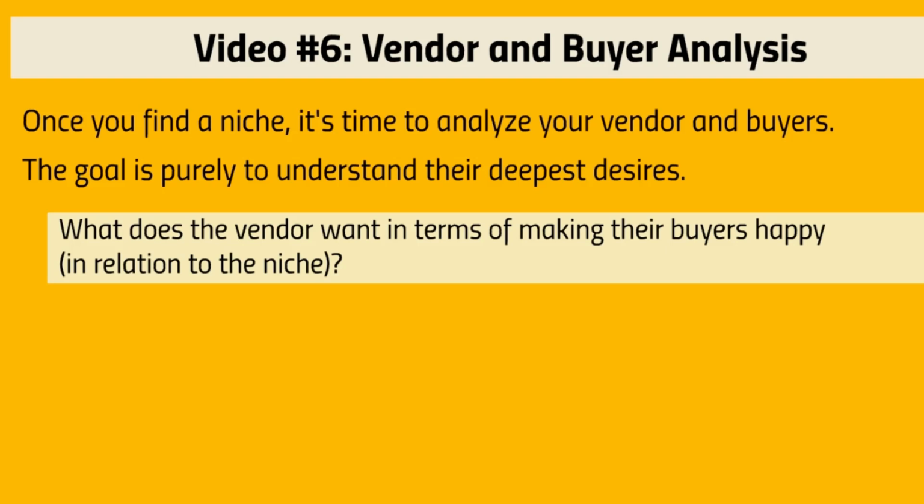So the first question is, what does the vendor want, in terms of why and what they want to do, and how they want to do it, as far as making their buyers happy. In other words, when a vendor sees something, they either think, well, this is something my buyers definitely don't want, or this is something my buyers really, really want, and I want to make a deal with another vendor and make a special deal for my buyers.